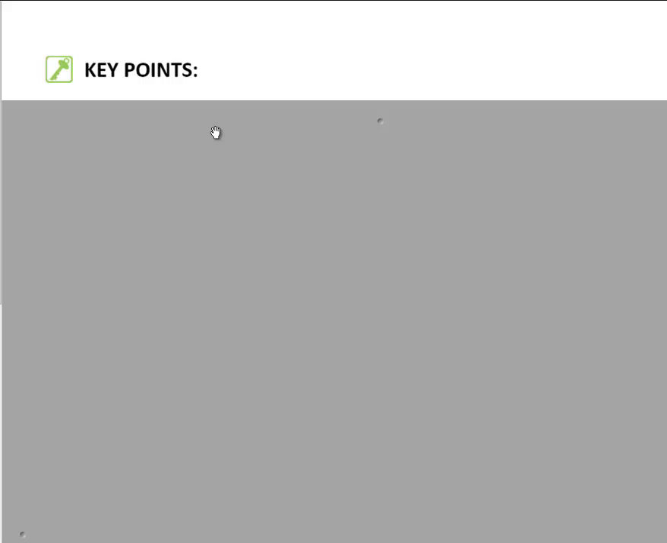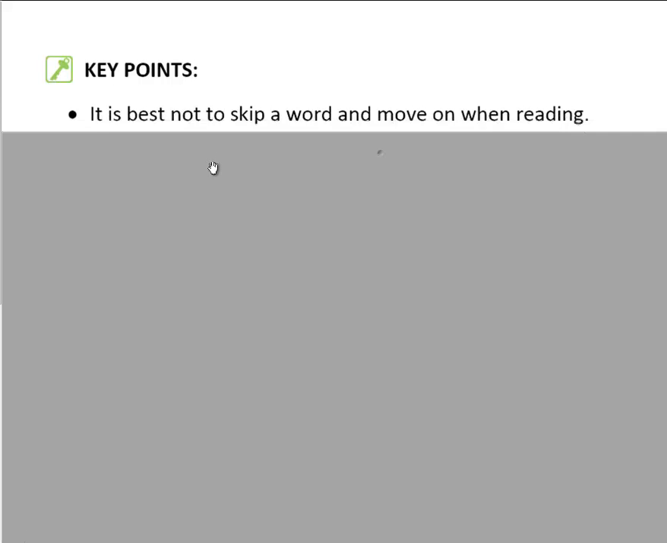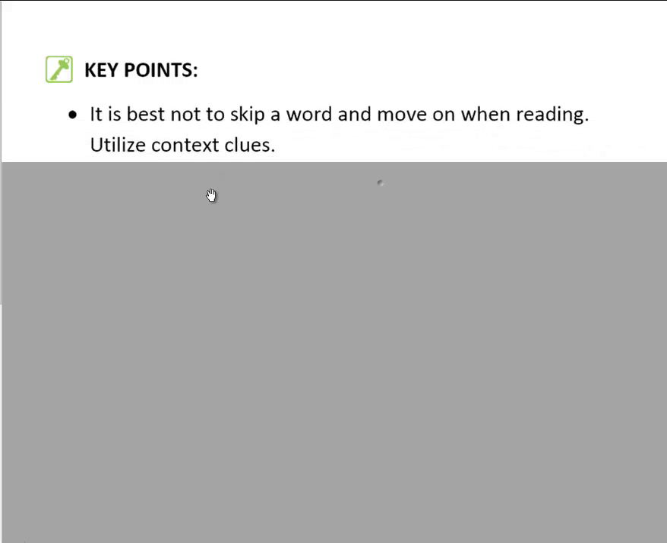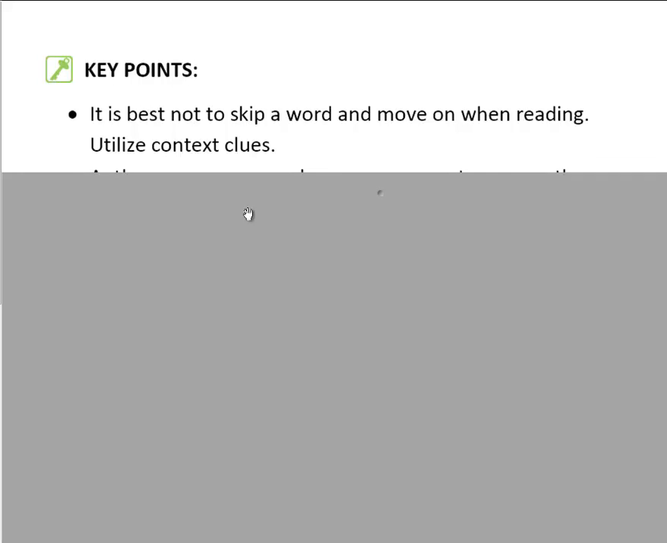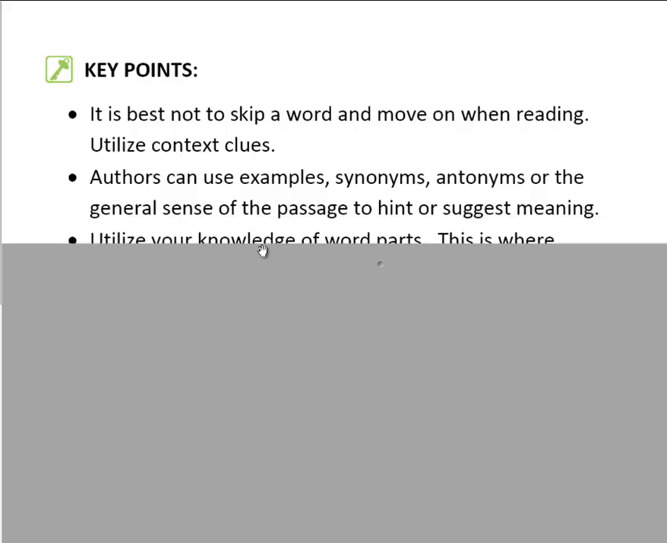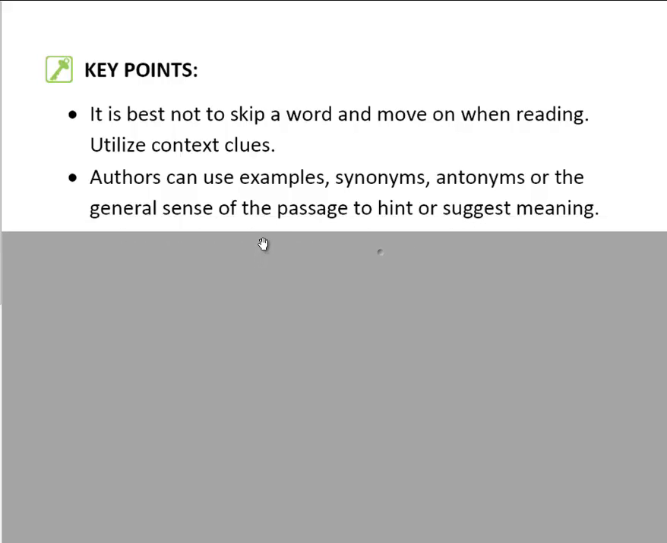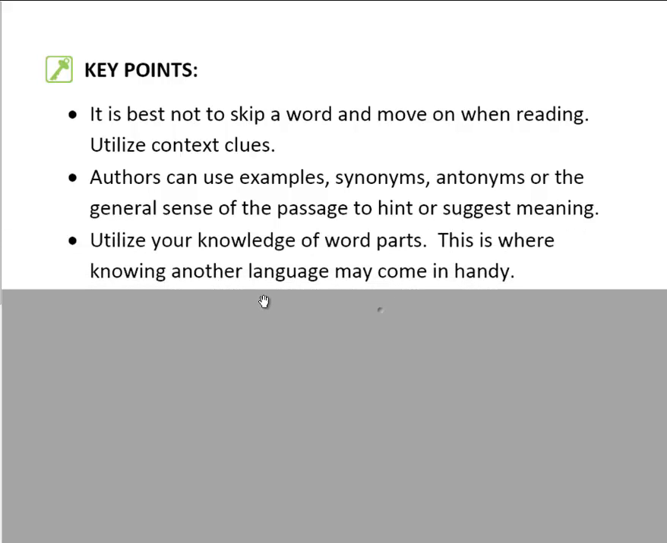Okay, so what have we learned about vocabulary and context? We've learned that it is best not to skip a word and move on when reading. The best thing to do is to use context clues, which, remember, context clues are the words, the language, and the sentences that surround your unknown word. We learned that authors can use examples, synonyms, antonyms, or the general sense of the passage to hint or suggest meaning. And we've learned that we can utilize our knowledge of word parts.